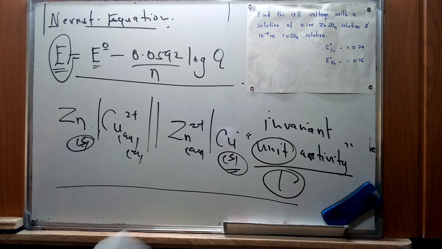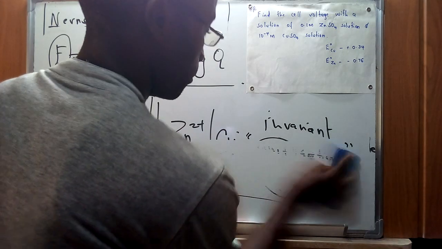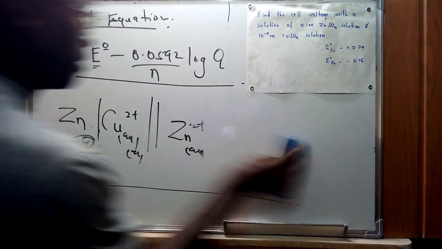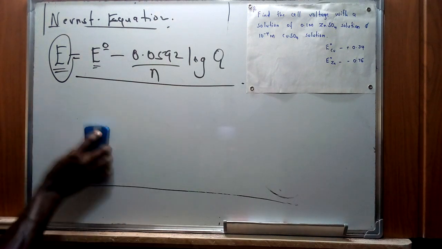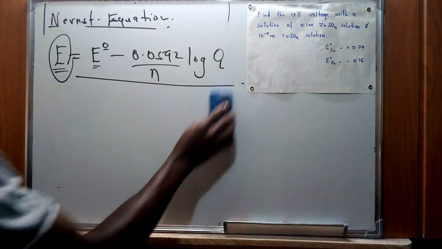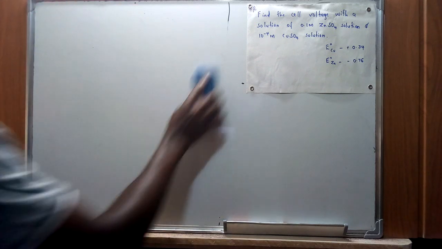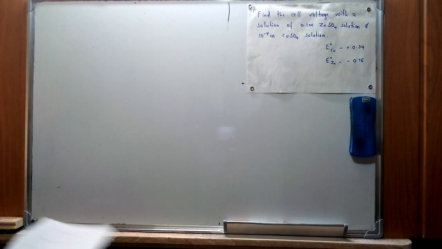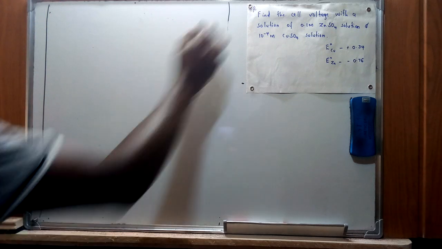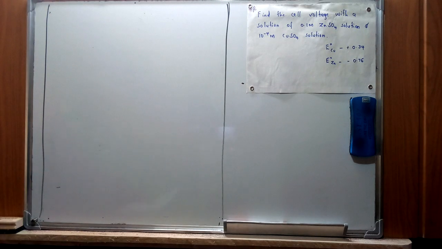I hope that the concepts we have discussed, or the summary, are going to assist us in finding a solution to the problem on the board. So I'm going to do away with all this so that we can have space to find the solution. Fast forward. We're going to find the cell voltage with a 0.1 molar zinc sulfate solution and a 10 to the negative 4 molar copper sulfate solution.